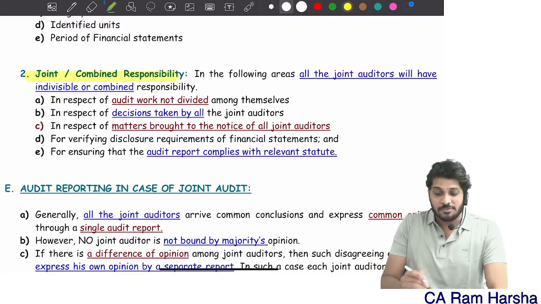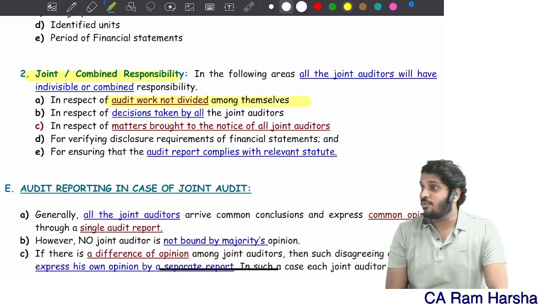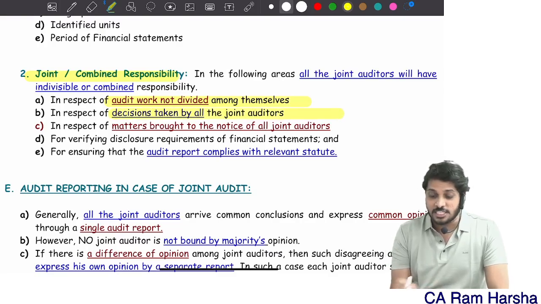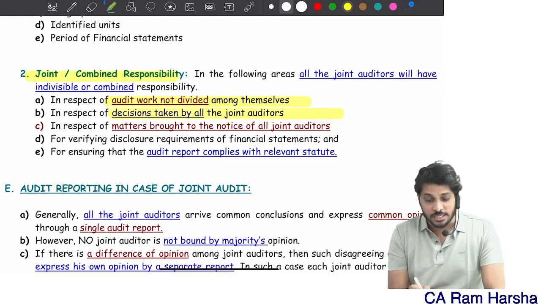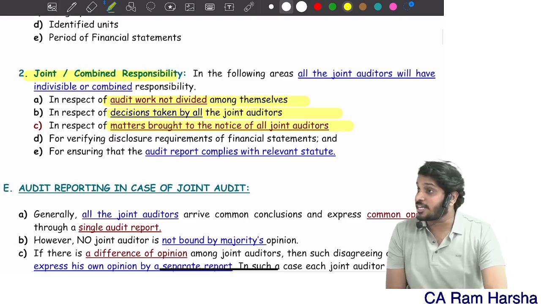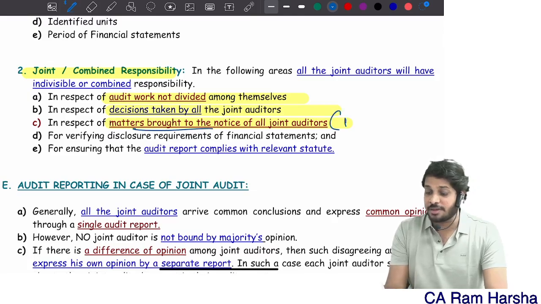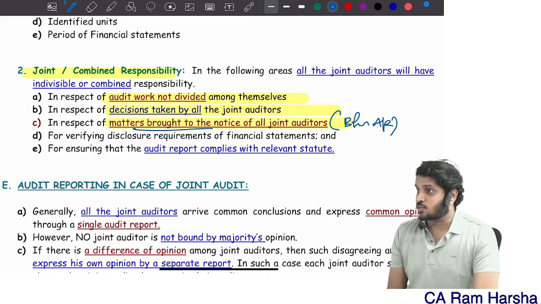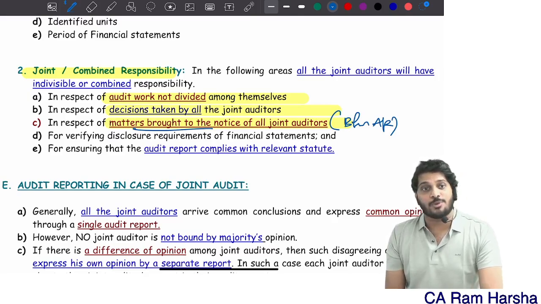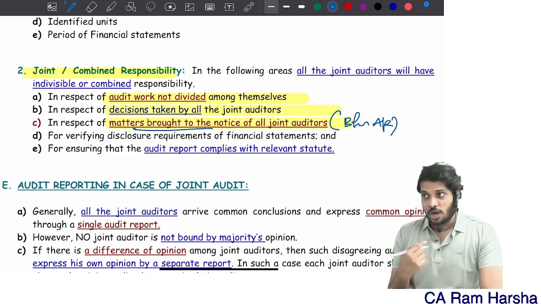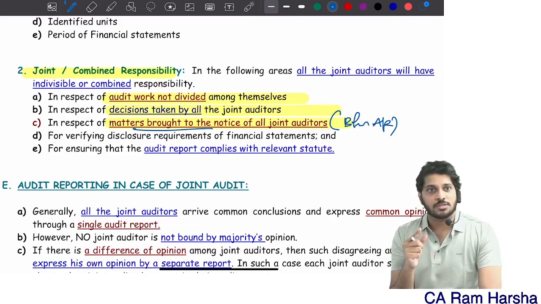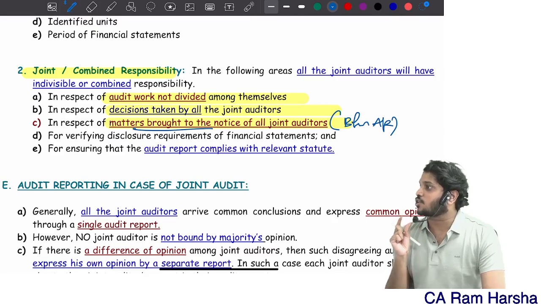Getting it? But there are some cases where joint auditors will have a combined responsibility. The combined responsibility will be there when the work is not divided, or when the decision is taken by all the joint auditors, or for matters brought to the notice of all the joint auditors. Brought to notice by which date? Before the audit report date, correct? If any matter is brought to the notice of other auditors after the audit report date, the joint auditor who failed to report it is responsible to give an answer on that.